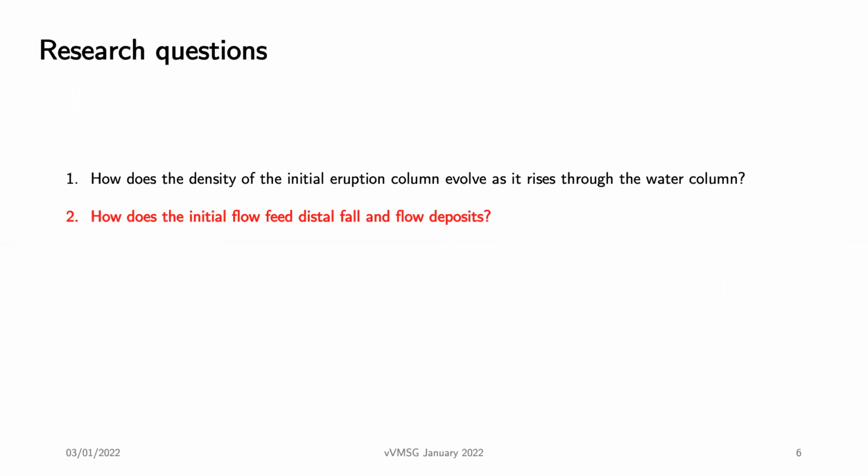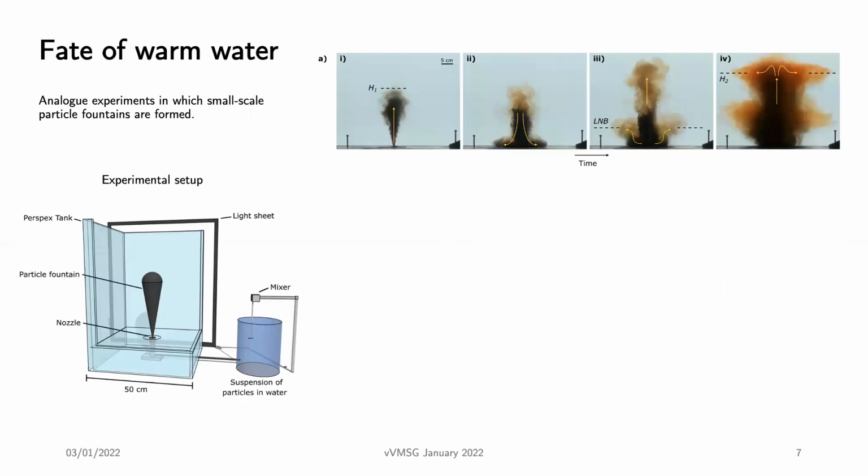Focusing in on our second question, then, how does the initial flow feed distal fall and flow deposits? To do this, we've carried out a series of analog experiments in which we form small-scale particle fountains by injecting a mixture of monodispersed silicon carbide particles into a density stratified saline solution.